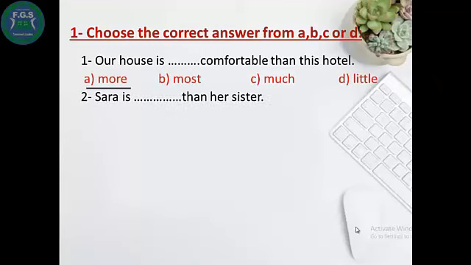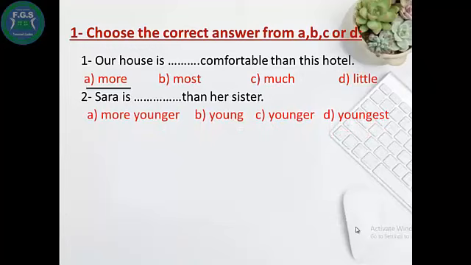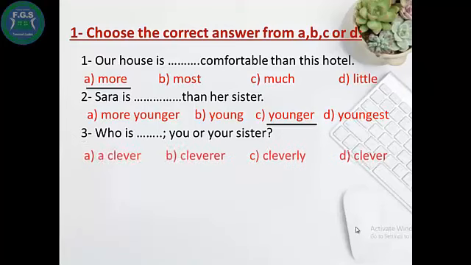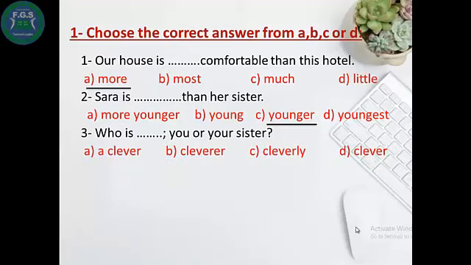Number 2, Sarah is blank than her sister. More younger, young, younger, youngest. Young is a short adjective, so we add er: younger than. Number 3, who is blank, you or your sister? Clever, cleverer, cleverly, clever. Clever is short, so we use cleverer.